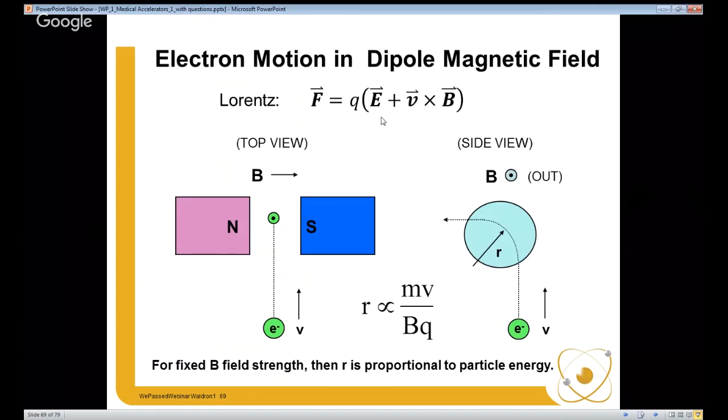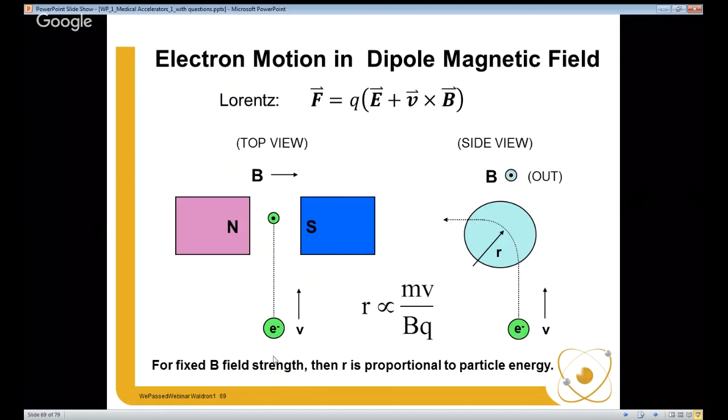Recall, we have the Lorentz force law that says that if we have an electron with some velocity in an electric field, the force it will experience is going to be parallel to the electric field, but crosswise with the magnetic field. In other words, an electron with some velocity will constantly turn while it's in a magnetic field.